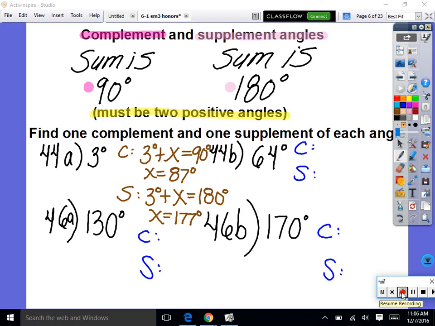Okay, everybody. For 44B, what's the complement? 26 degrees, because 26 degrees plus 64 equals 90. Very good. What's the supplement?